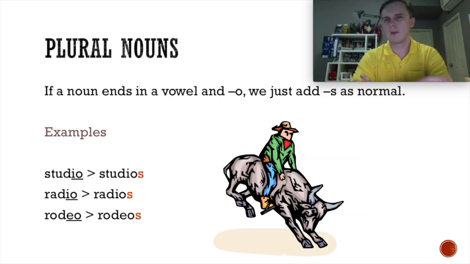Do you know what a rodeo is? A rodeo is like a place where cowboys play on horses and cows and stuff, chase bulls. Probably don't really get those in Thailand that much. Okay.